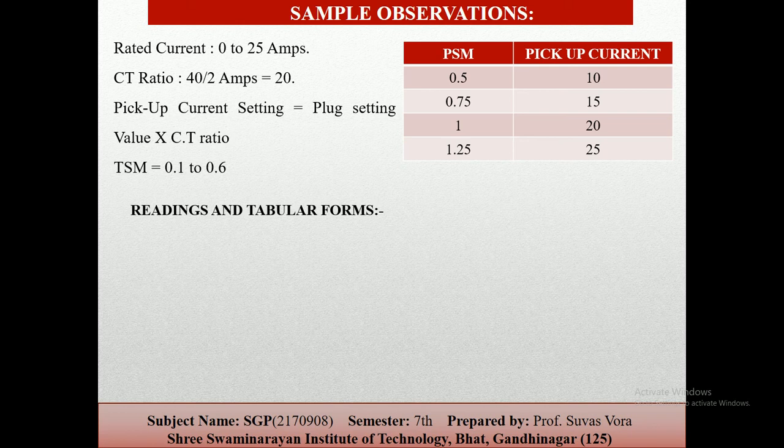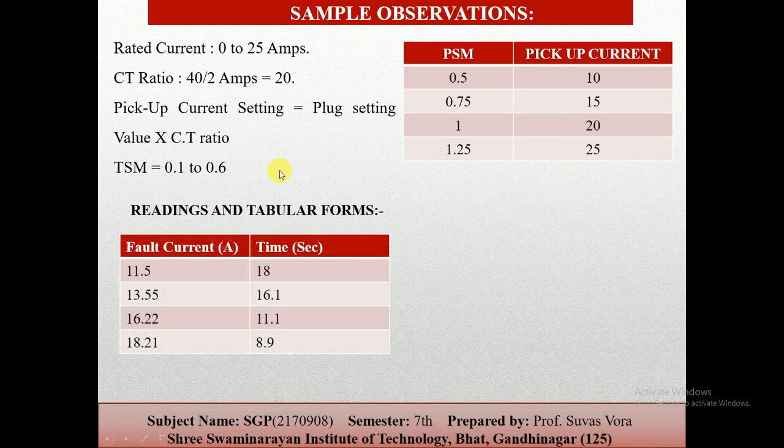Now the readings in tabular form. So the fault current is, अगर फर्स्ट फॉल्ट करंट आया है 18 सेकंड में 11.5 एम्पियर्स. देन आफ्टर सेकंड में आया है 16.1 सेकंड में 13.5, क्योंकि यहाँ पे हमने PSM वैल्यूज बढ़ा दी है. Now the 11.1 at that time the 16.22 एंड दैट 8.9 सेकंड में 18.21 वोल्ट करंट पे ऑपरेट होगा. सो दिस आर दी, इट मीन्स के हम जैसे जैसे टाइम रिड्यूस करते जाएंगे यानी कि TSM वैल्यू कम करते जाएंगे वैसे ही फॉल्ट करंट बढ़ जाएगा.